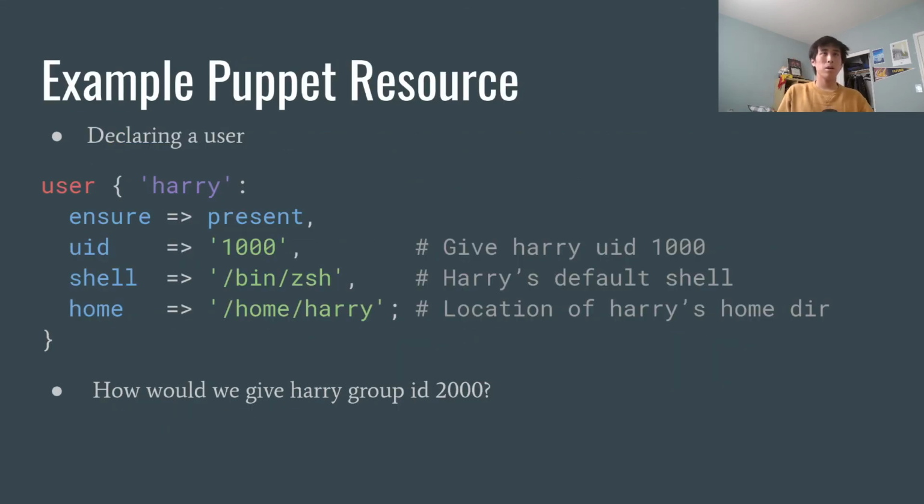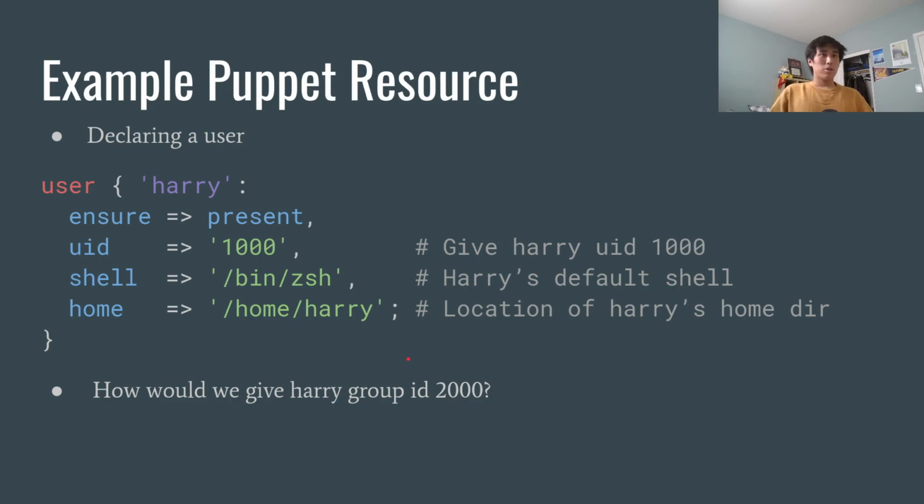This is a simple Puppet resource example of declaring a user. Over here, we're declaring a user with the name Harry, right? We want to ensure that Harry's present, because it'd be nice if Harry existed. We want to give Harry a user ID of 1000, so we just say UID 1000. Then we give Harry the default shell of zsh. And we also tell Puppet Harry's home location is /home/harry. So now he's not homeless.